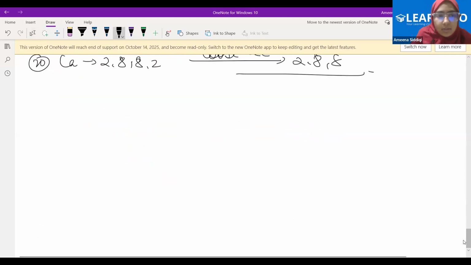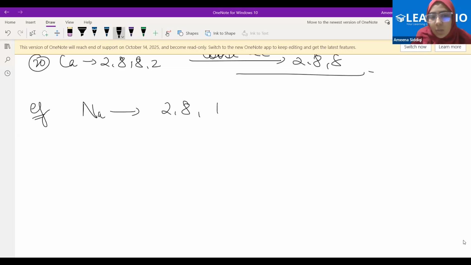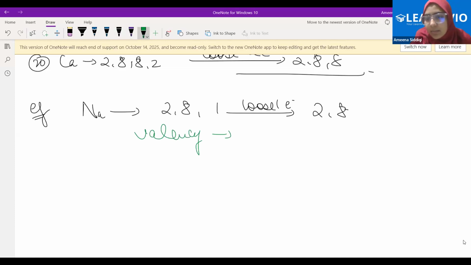Now come here. Let's take the example of sodium, okay? Please pay attention. Sodium, the electronic configuration is this. What does it do? It loses 1 electron, correct? And it becomes 2 and 8. So what is the valency here? 1. Why is valency 1 here? Because it loses 1 electron to gain stability, to fulfill the last shell, right?